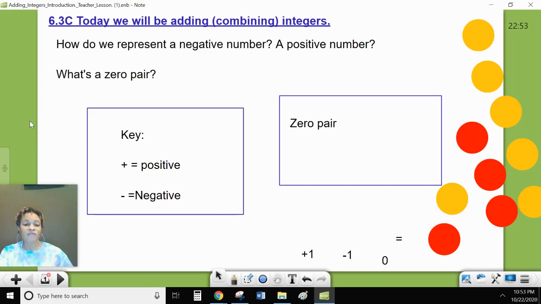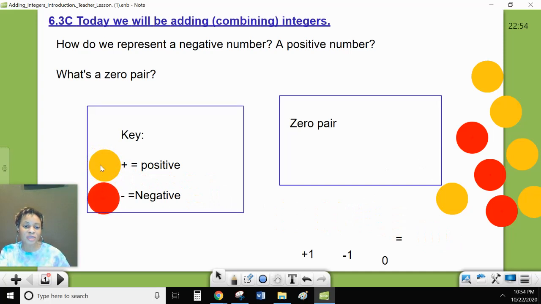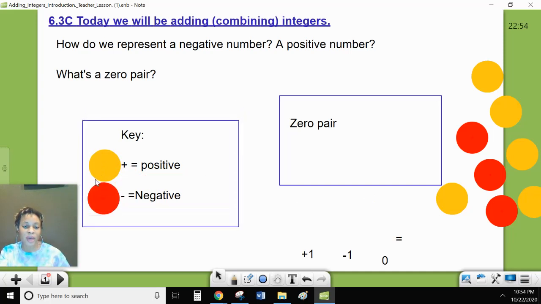We typically have a key. A key tells us what we're going to use and what everything represents. So for positive numbers, our positive is always represented with a yellow dot, and negative is always represented with a red dot. So anytime you see me put a yellow, that's going to be a positive, and anytime you see me put a red, that's going to be a negative. Okay, so this is our key. It's going to help us on each one of these slides as we work the problems.